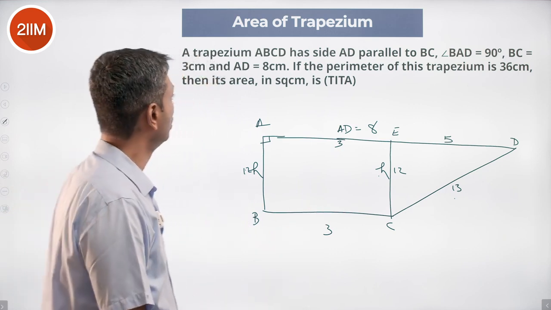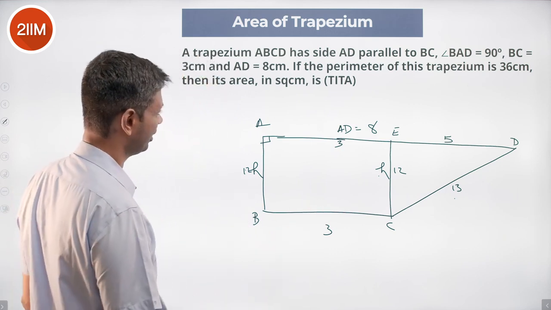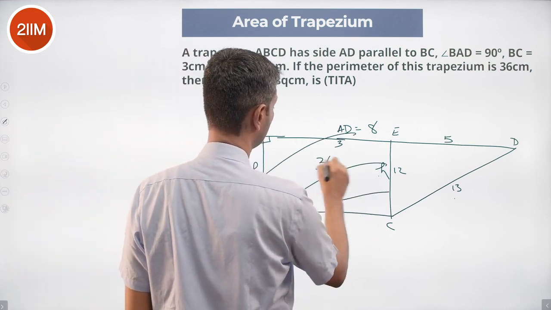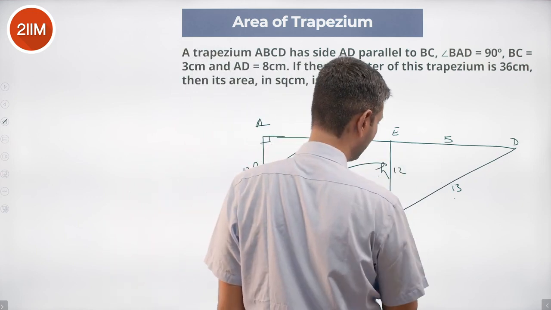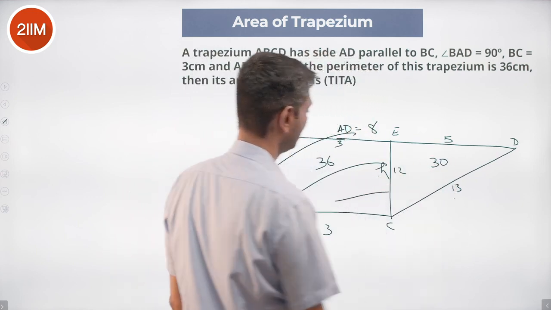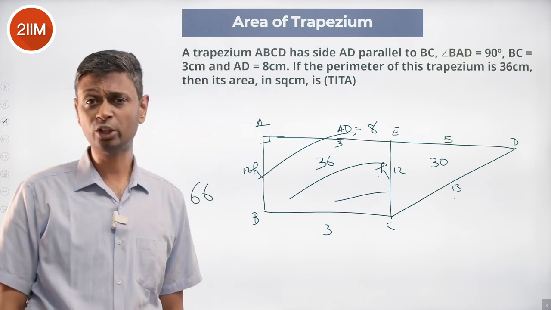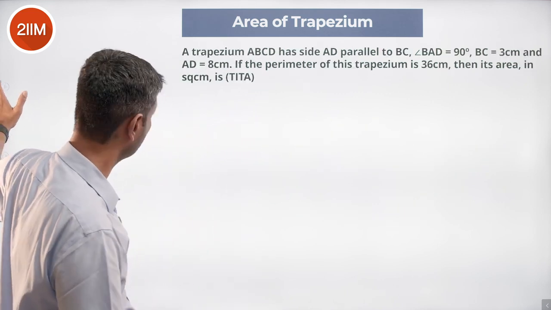We are through. What is the area in square centimeters? The area of this rectangle is 3 into 12, which is 36. This triangle is half into 5 into 12, which is 30. 36 plus 30 is 66 square centimeters. Half into base into height, length into breadth. 66 square centimeters, we are through.